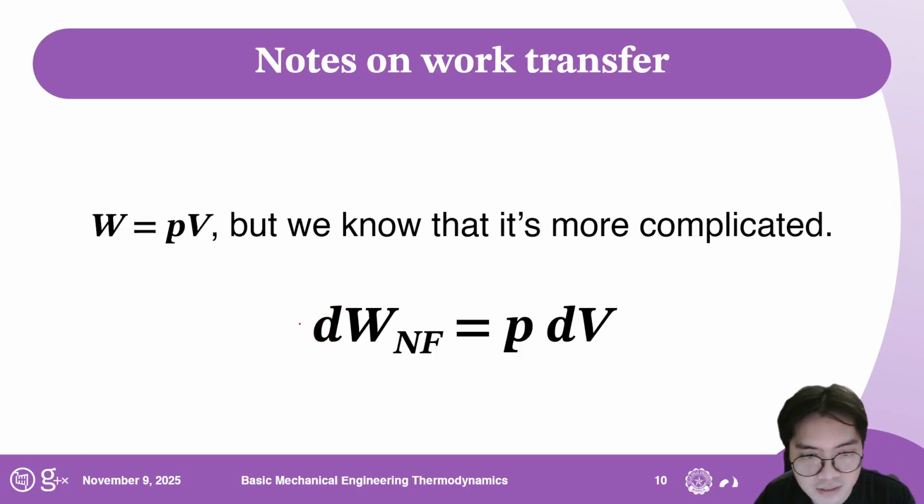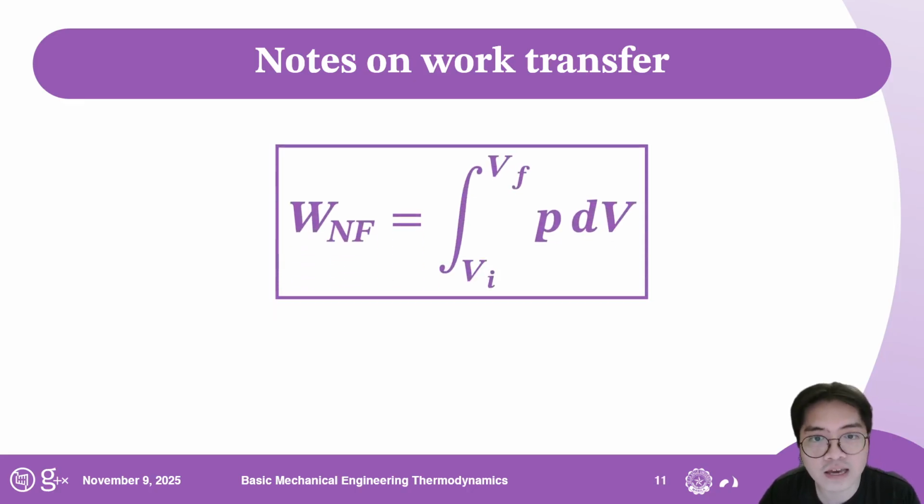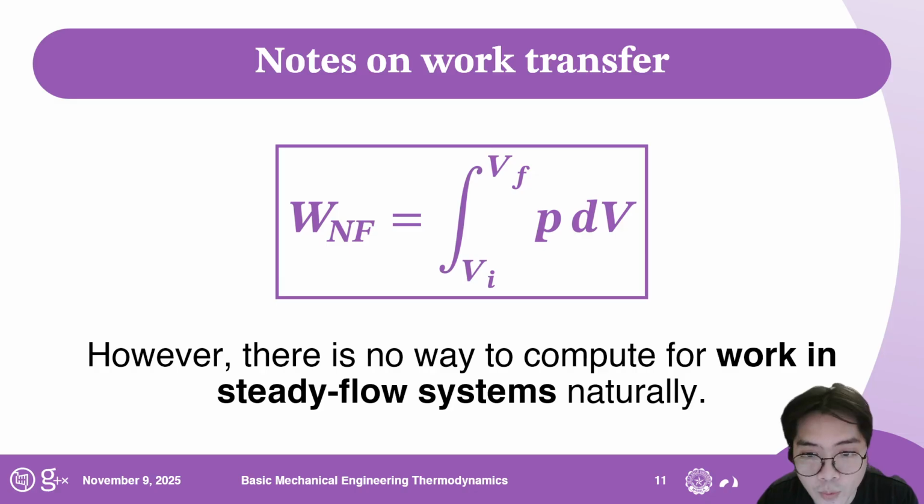So that means that when you just want to get the work non-flow, it is going to be the integral of PdV from the initial to the final volume, because you are integrating based on volume. The thing about this, though, is that this only works for non-flow systems. There is no way for us to compute work in steady flow systems naturally. We're going to have to find ourselves a steady flow work formula.